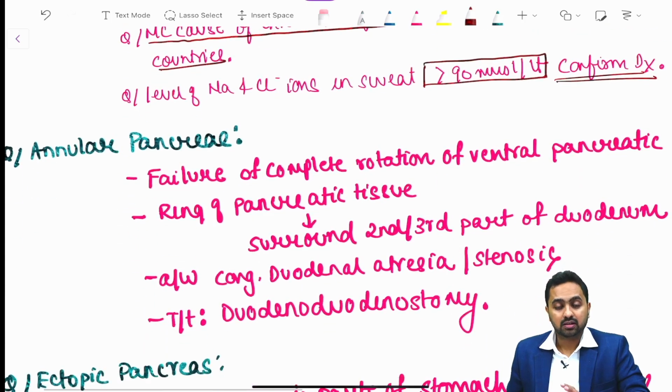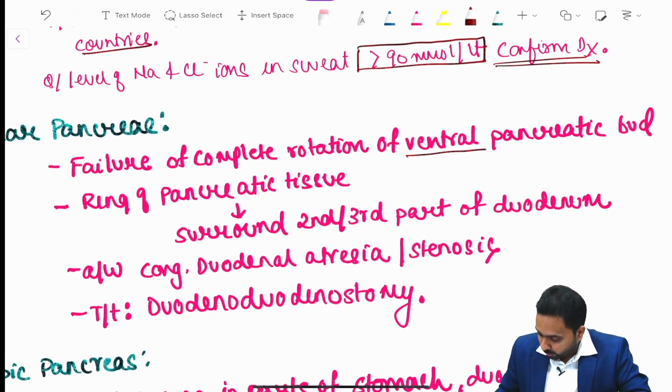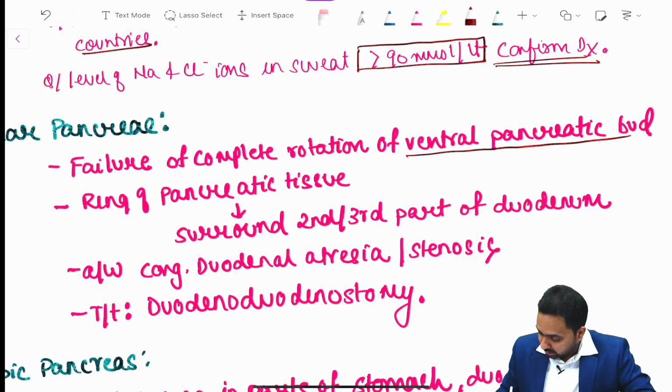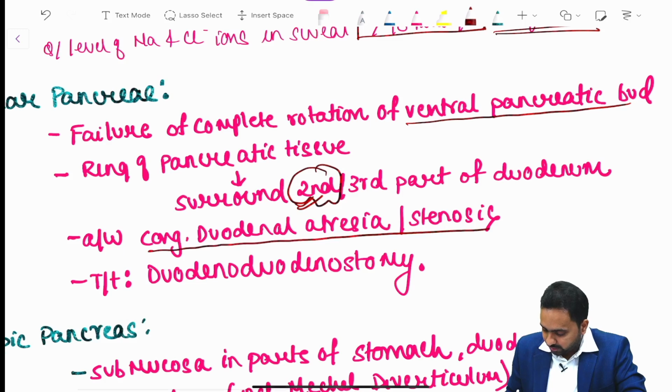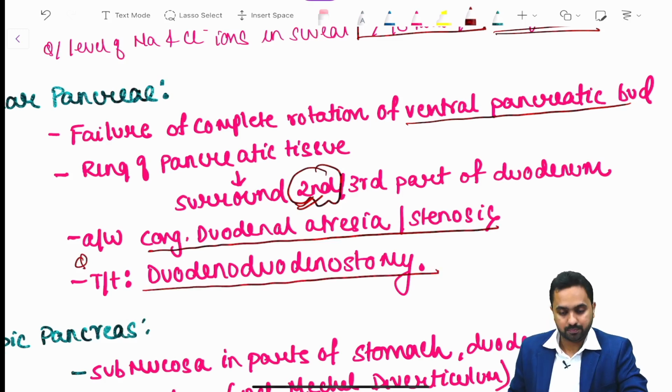Then we have another important topic, which is annular pancreas. This is the failure of complete rotation of the ventral pancreatic bud, as a result of which a rim of pancreatic tissue surrounds the second or the third part of the duodenum. Now if you need to answer one, then it has to be the second part of the duodenum. It is associated with congenital duodenal atresia and stenosis, and your treatment would be duodenoduodenostomy.